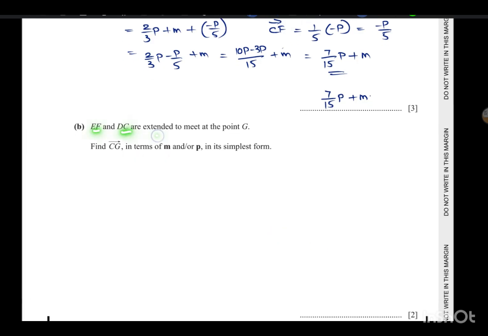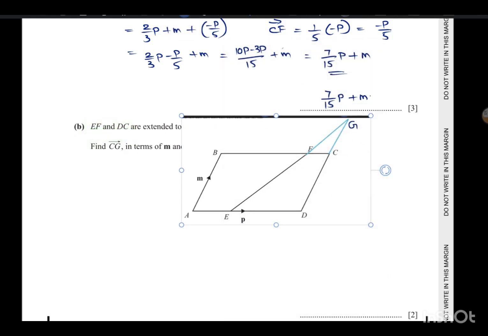EF and DC are extended to meet at point G. Find CG in terms of M and or P in its simplest form. Now there is a change in the diagram where you have to extend these two sides and make them meet at the point G. So I have made it already here. Let me show you this one.